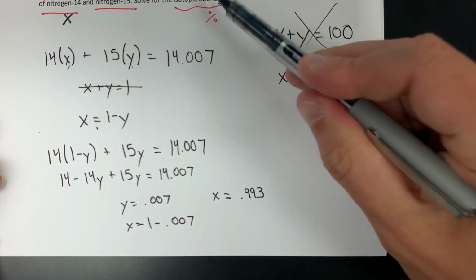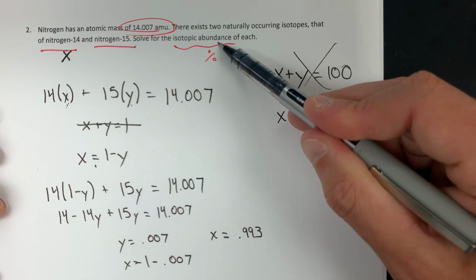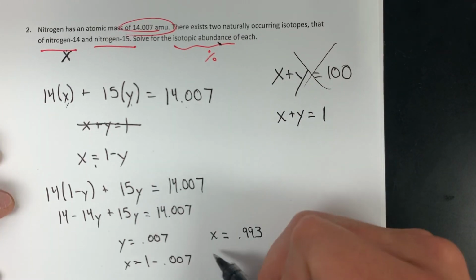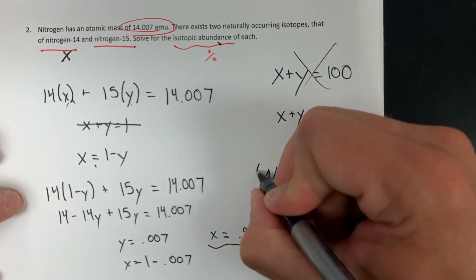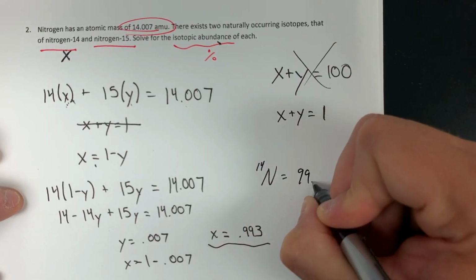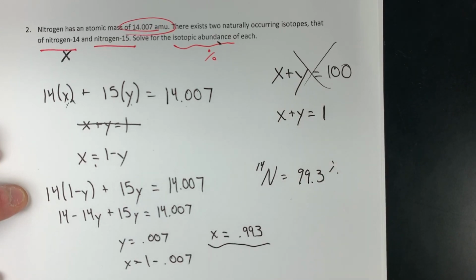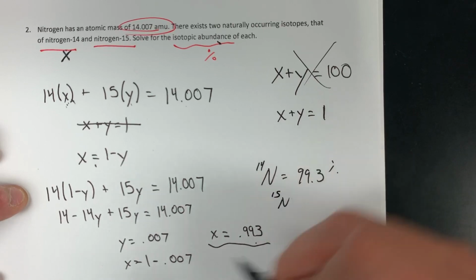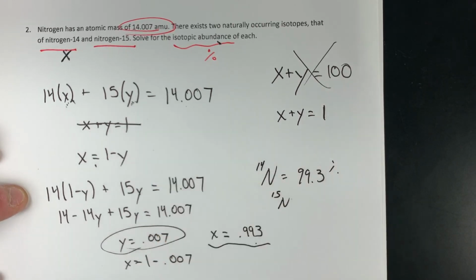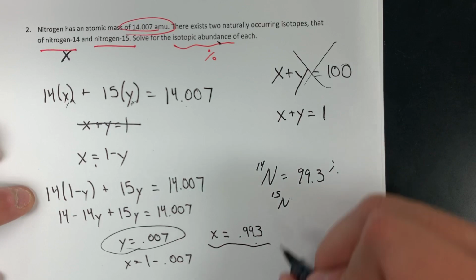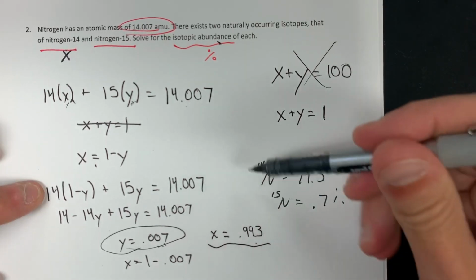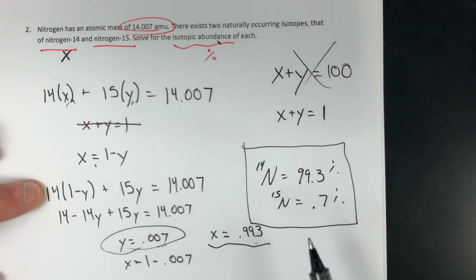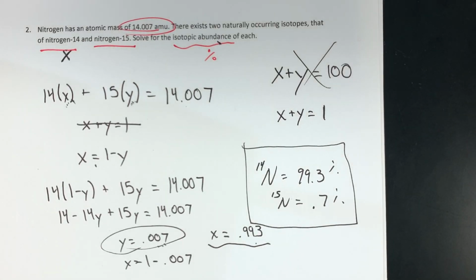To report isotopic abundances, which is what the question is asking, I do want to convert these to percentages. Recall that X is the isotopic abundance for nitrogen-14. So I'm going to write nitrogen-14 equals 99.3%. Again, I converted the decimal form back to the percentage form. For nitrogen-15, which we defined as Y, its isotopic abundance is 0.7%. Again, that is the decimal form converted back to the percentage. Here's your final answer for example problem number 2. Thanks, guys.